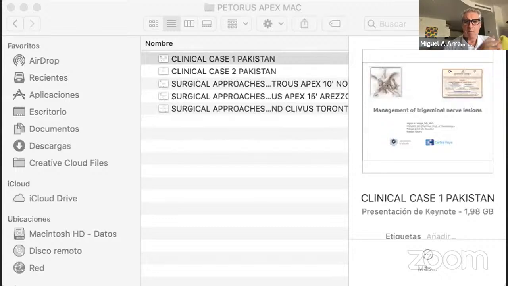cerebral artery. But nowadays, my philosophy is just going unilateral approach, no eyebrow, a small craniotomy, a bigger one. But I think that by means of this approach, you can deal with the whole tumor. Thank you. This is my view.